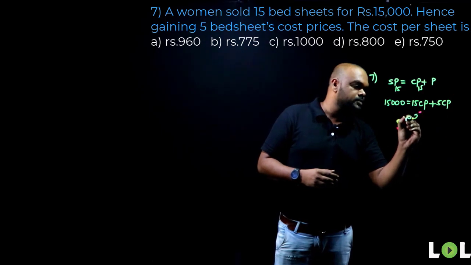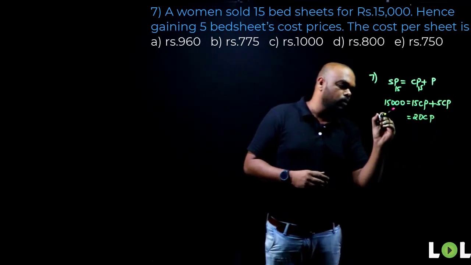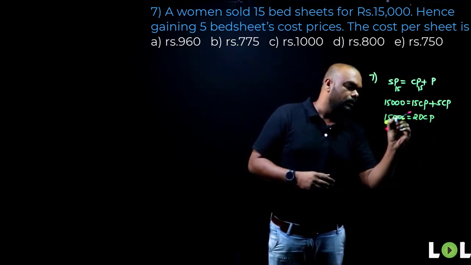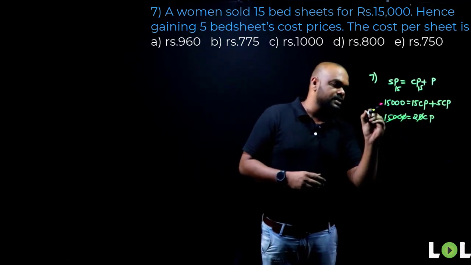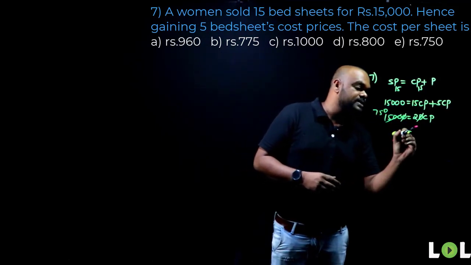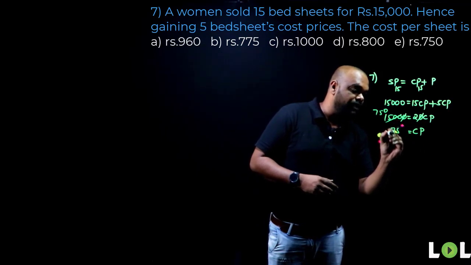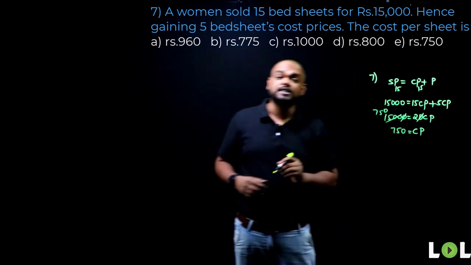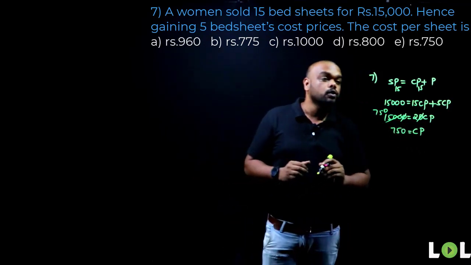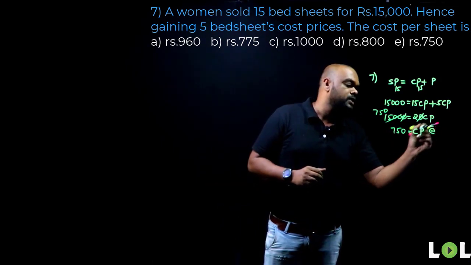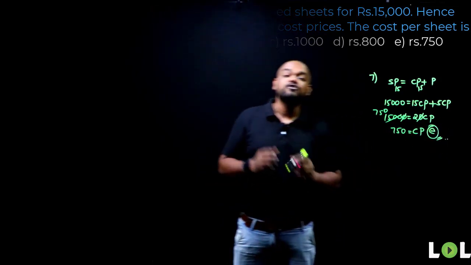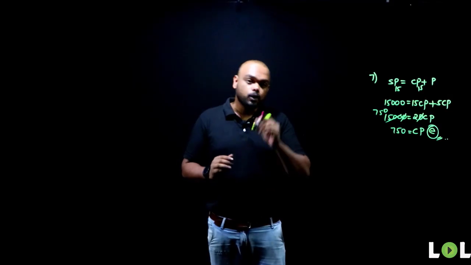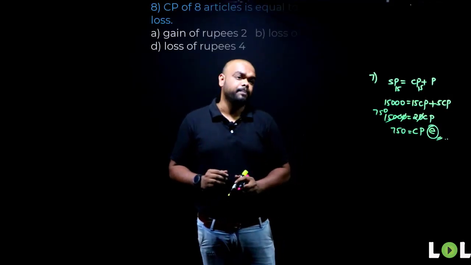Altogether, this becomes 20 CP is equal to 15,000. If I cancel this, this becomes 750. Now, what is this? CP equal to 750. That means the cost price of 1 bed sheet is 750. Do we have the option? Yes, of course. Option number E is my final answer. Question number 8. What does it say?